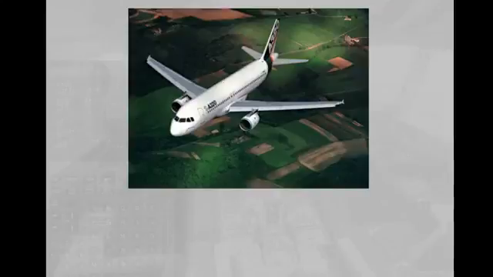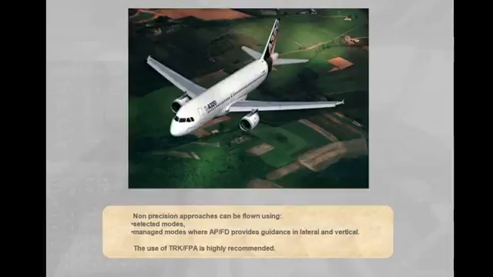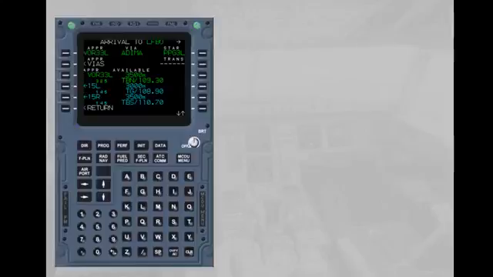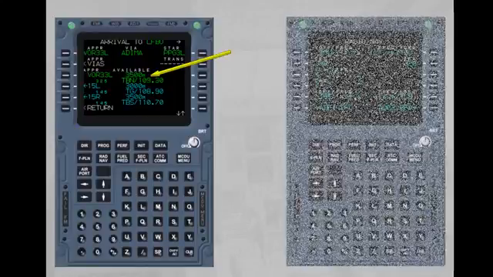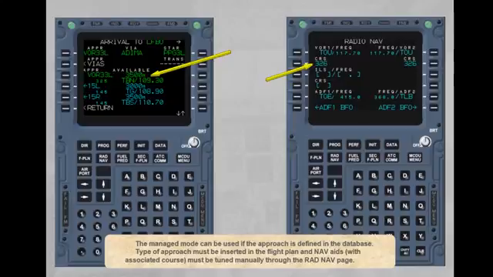Non-precision approaches can be flown using selected modes or managed modes, where autopilot flight director provides guidance in lateral and vertical. The use of track flight path angle is highly recommended. The managed mode can be used if the approach is defined in the database. Type of approach must be inserted in the flight plan, and navaids with associated course must be tuned manually through the radio navigation page.